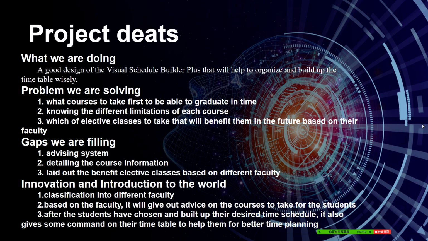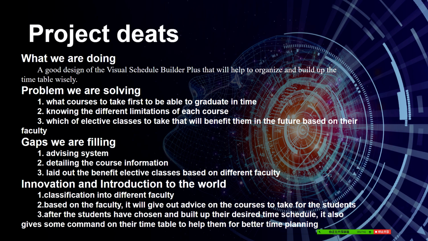So what we are doing is to have a good design of the visual schedule builder path that will help to organize and build up the timetable wisely. For the problem solving, what course to take first to be able to graduate in time, knowing the different limitations of each course, like the prerequisite and when the course is offered, and which of the elective courses to take that will benefit them in the future based on their faculty.